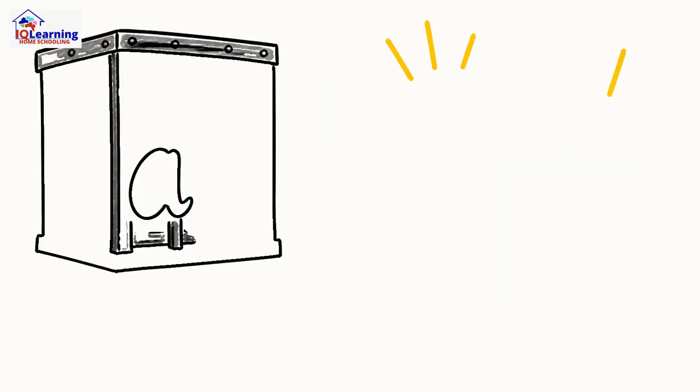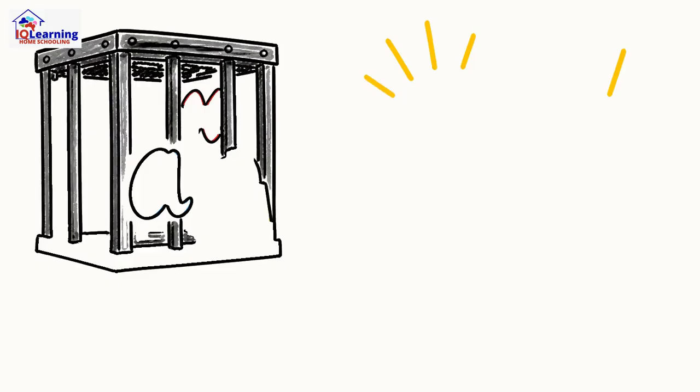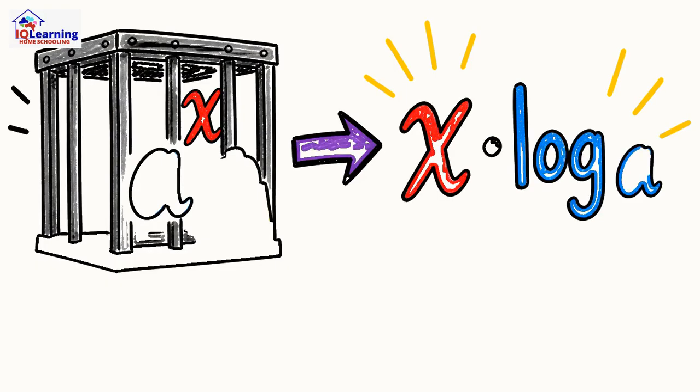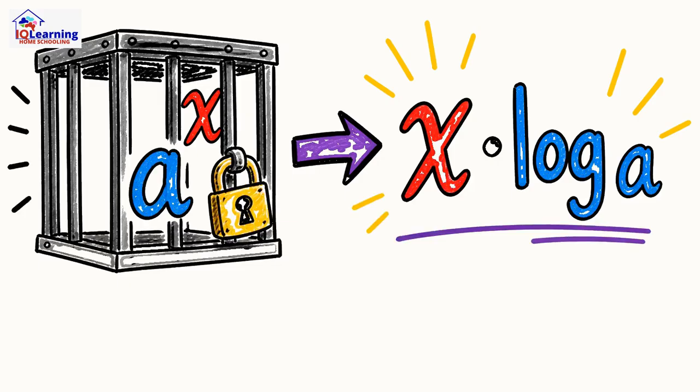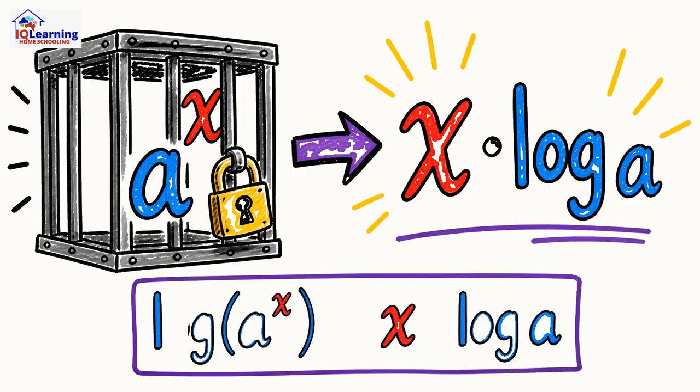The third law, the power law, is the most powerful. It lets you take an exponent from inside a log and move it out front as a multiplier. This is the move that frees the trapped variable.